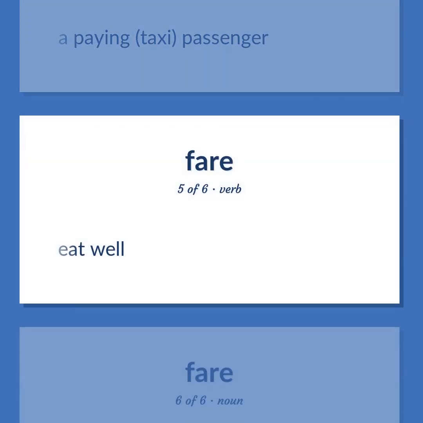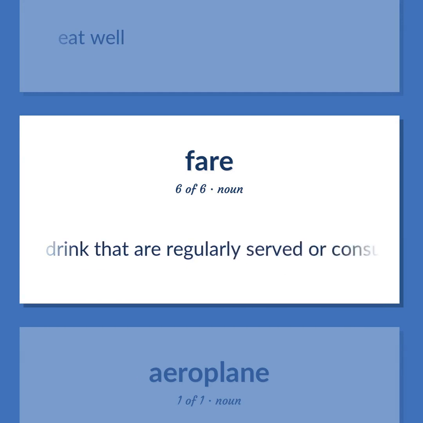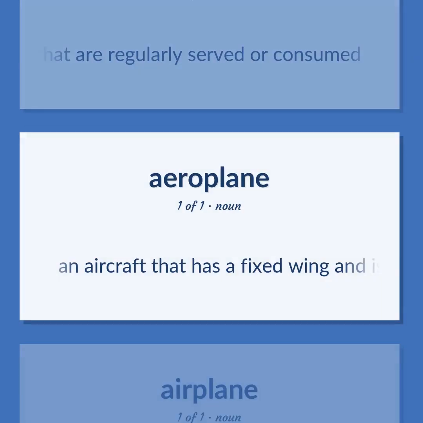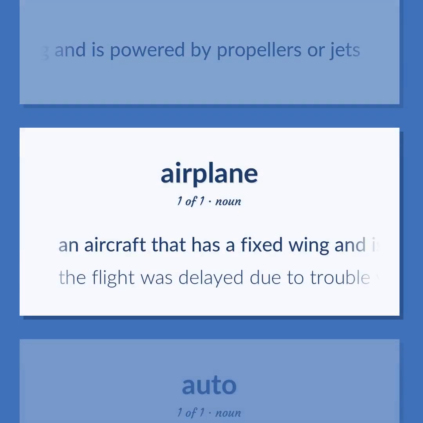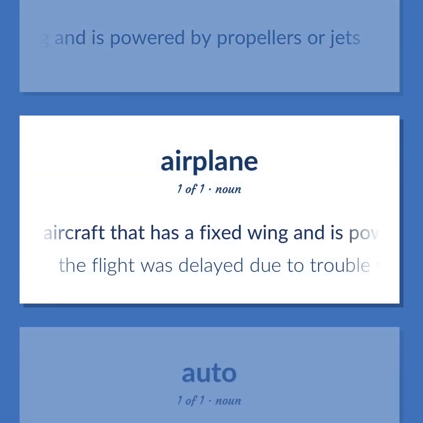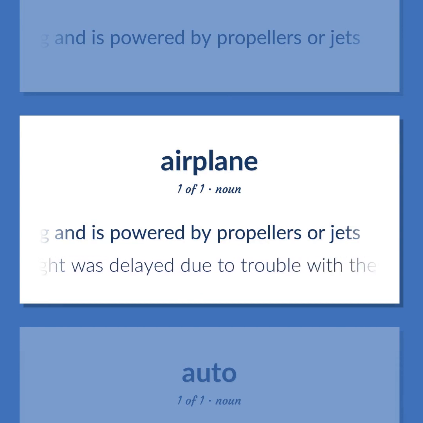Eat well. The food and drink that are regularly served or consumed. An aircraft that has a fixed wing and is powered by propellers or jets. The flight was delayed due to trouble with the airplane.